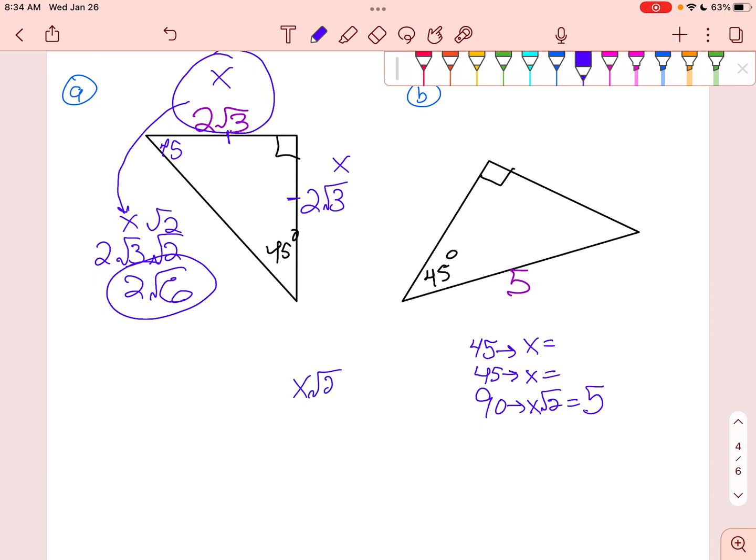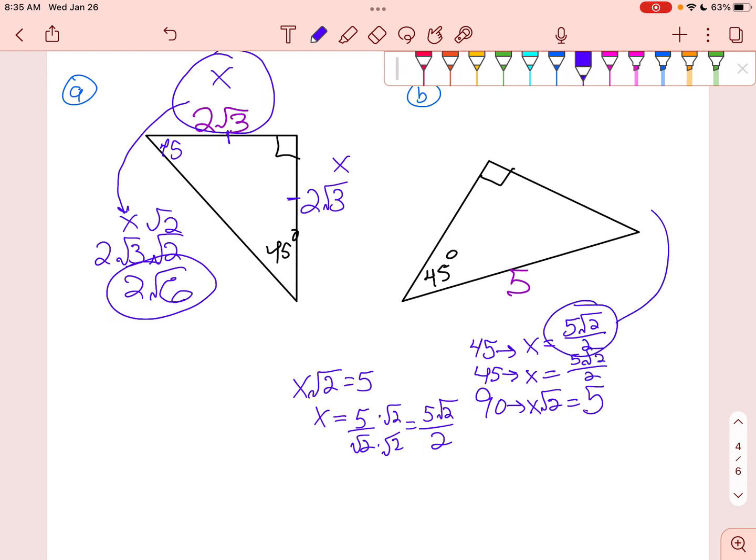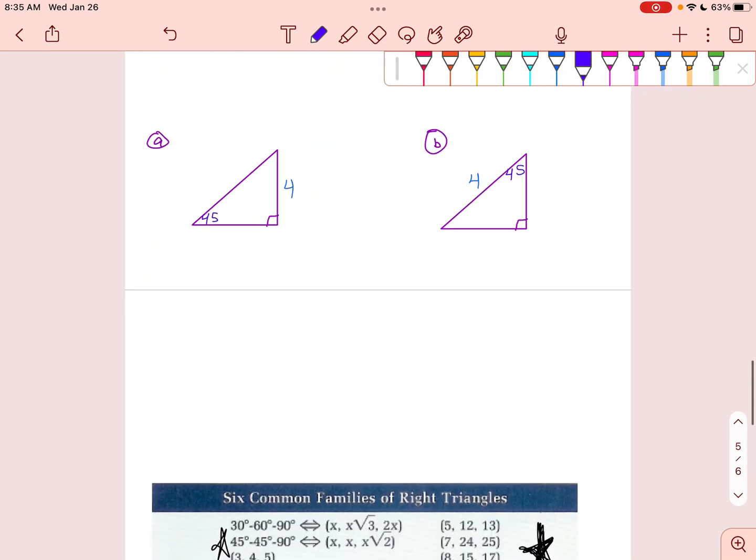If I have x root 2 equals 5, and some of you should be getting good at this in your head, divide by root 2 on both sides. You have 5 over root 2. Rationalize the denominator: multiply by root 2 on top and bottom. What you end up with is 5 root 2 over 2 is x. So 5 root 2 over 2 and 5 root 2 over 2. These are your missing side lengths of your right triangle.